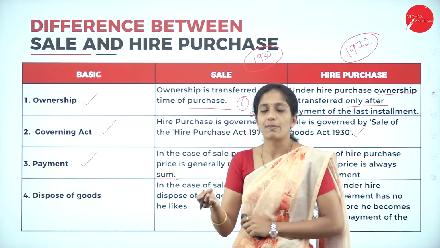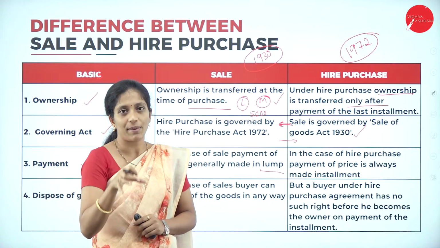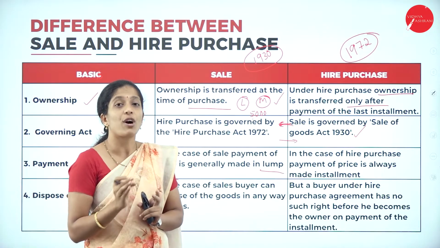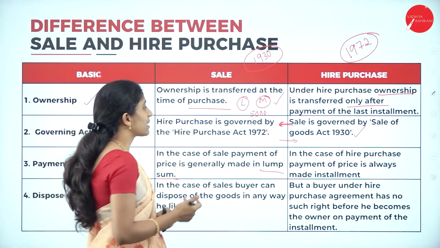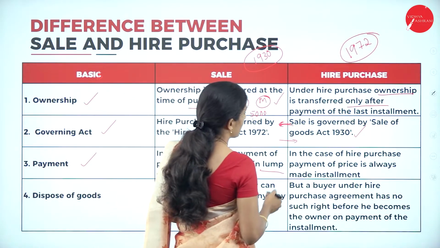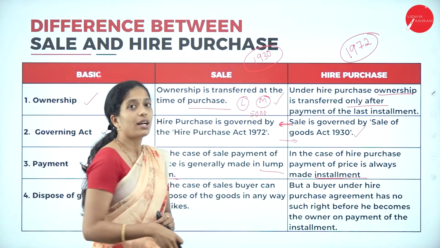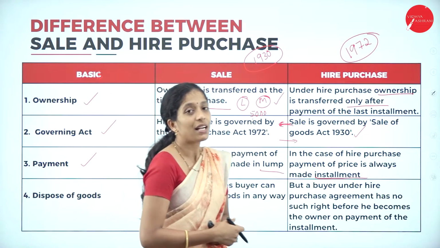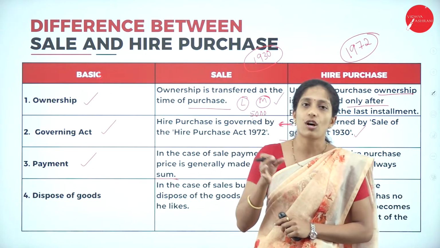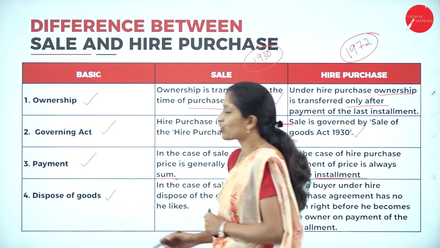So when goods have been transferred in a sale, the payment is made immediately in a lump sum amount. In the sense, the total amount will be paid to the seller. Whereas in the case of hire purchase system, the price is always paid in installments. So in a hire purchase system, the payment is always made in installments, whereas in a sale, it is always paid in lump sum.